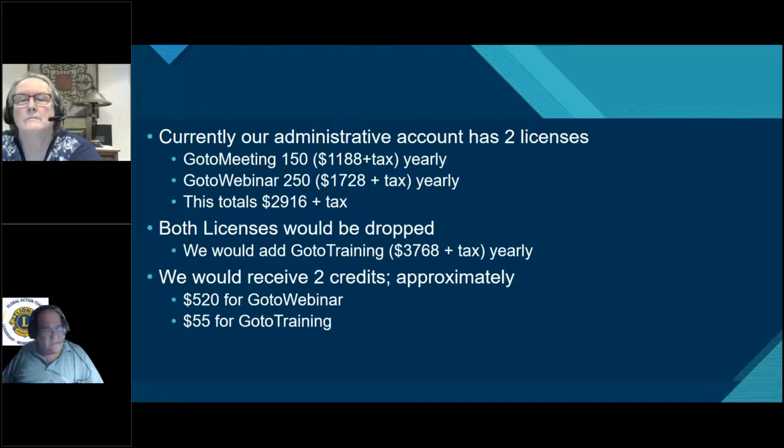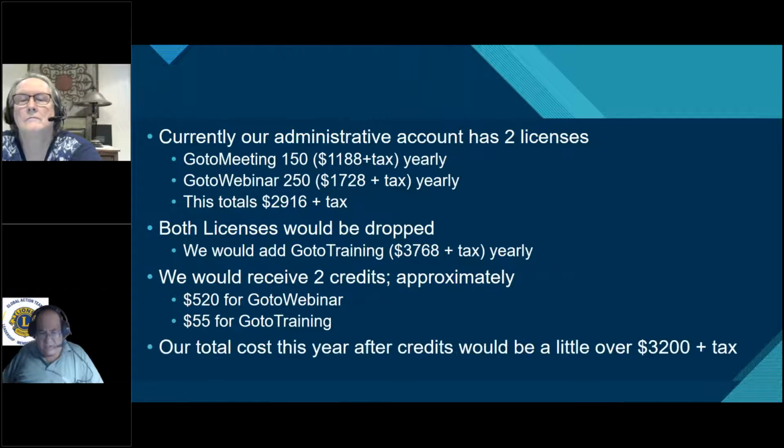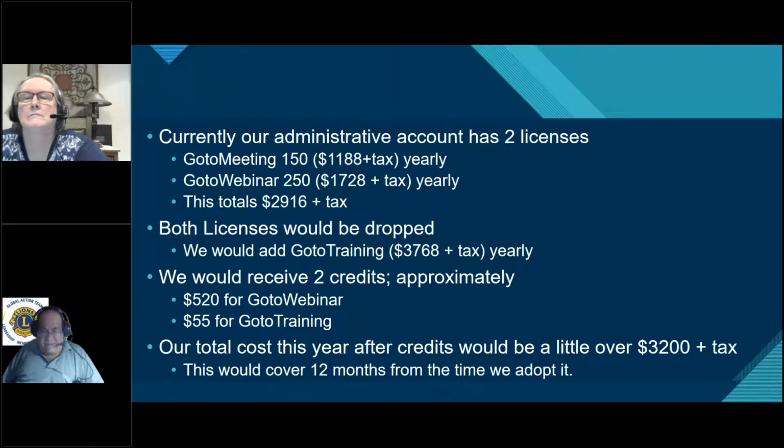So we're going to get two credits towards this purchase, which means our total cost this year for a 12-month cycle that would start up very soon would be $3,200 plus tax. So our total increase, even in the future, is about $800 to the district, from where we are now at $2,900 to going ahead at $37.68. We're about an $800 increase. And that is a 12-month cycle.